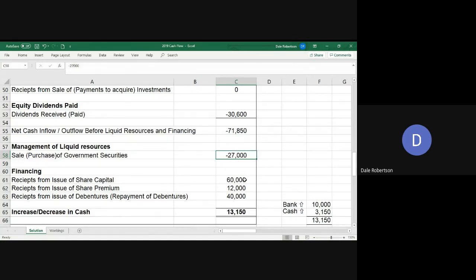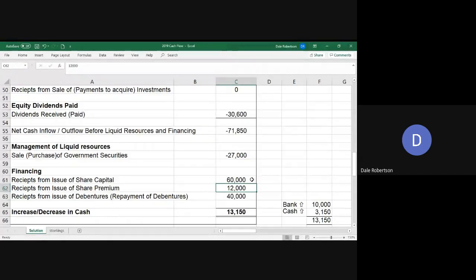Now, the issue of share capital. Well, our shares went from 450 up to 510. That is an increase of 60,000 euros worth of shares. And of course, the question told us that there was a 20-cent premium on each share. So that's how we got 12,000. It's 20% of 60. Or we can take the share premium going from 0 up to 12.